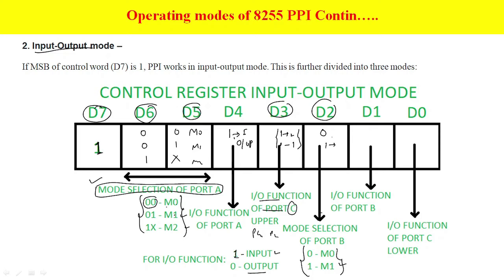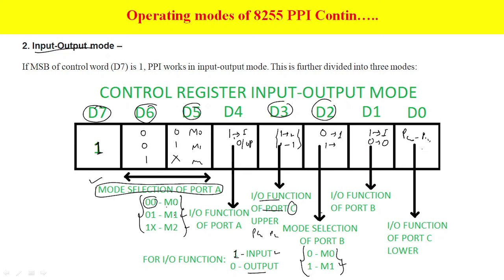If it is 1, so port B it is in mode 1. So D1 is again IO function of B. If it is 1, so port B will be input, or if it is 0, then port B works as output. So D0 is the IO function of port C lower bits, PC0 to PC3.